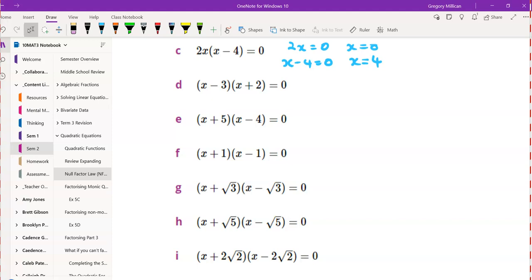Again, these questions, we do some other things like difference of two squares, perfect squares.